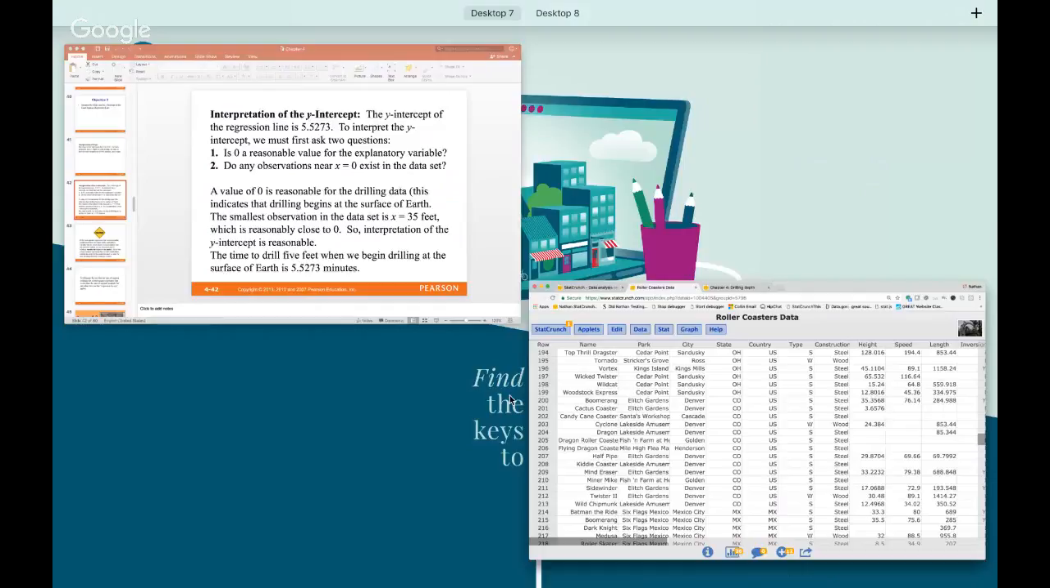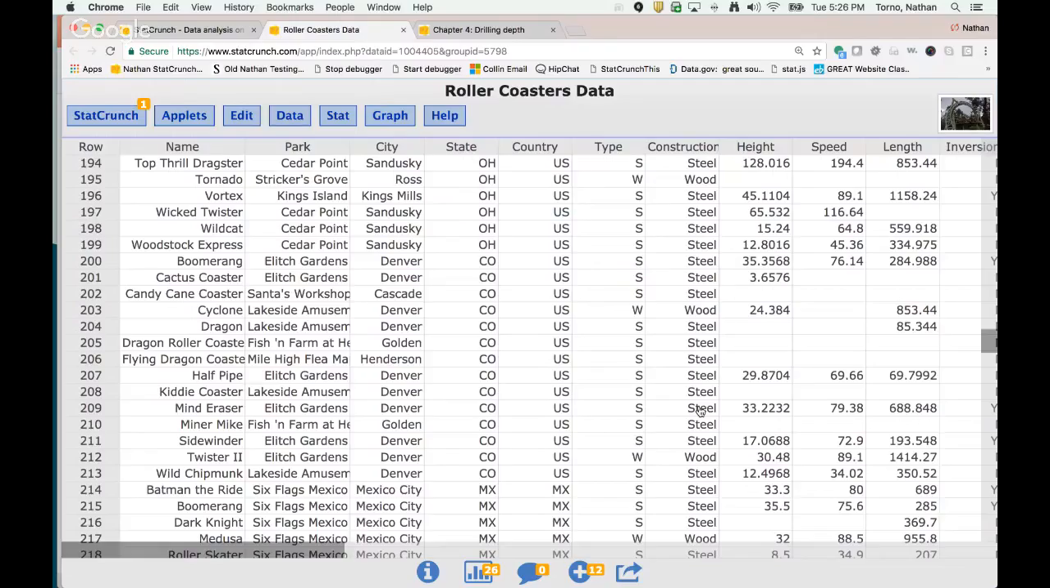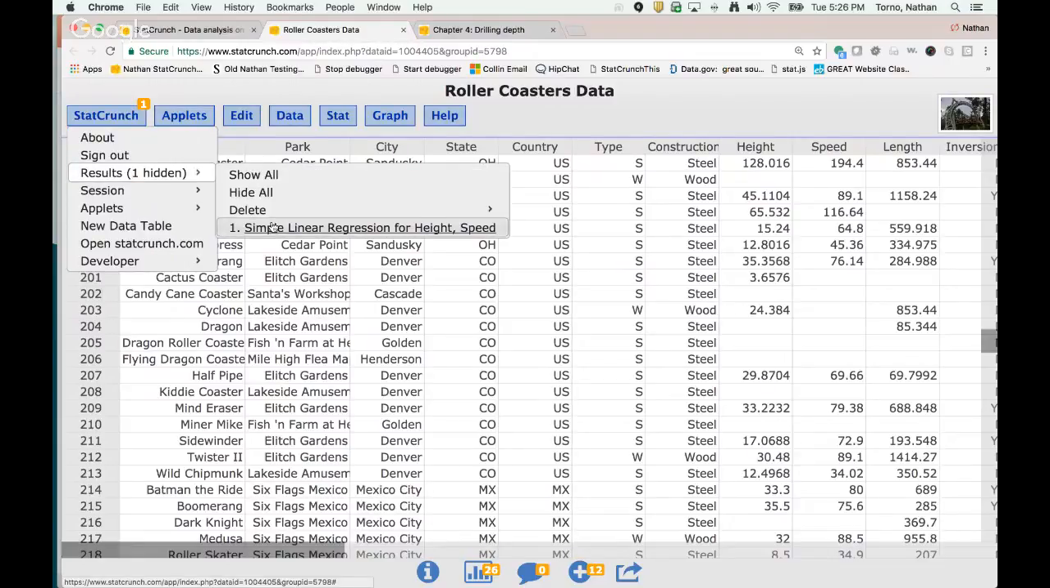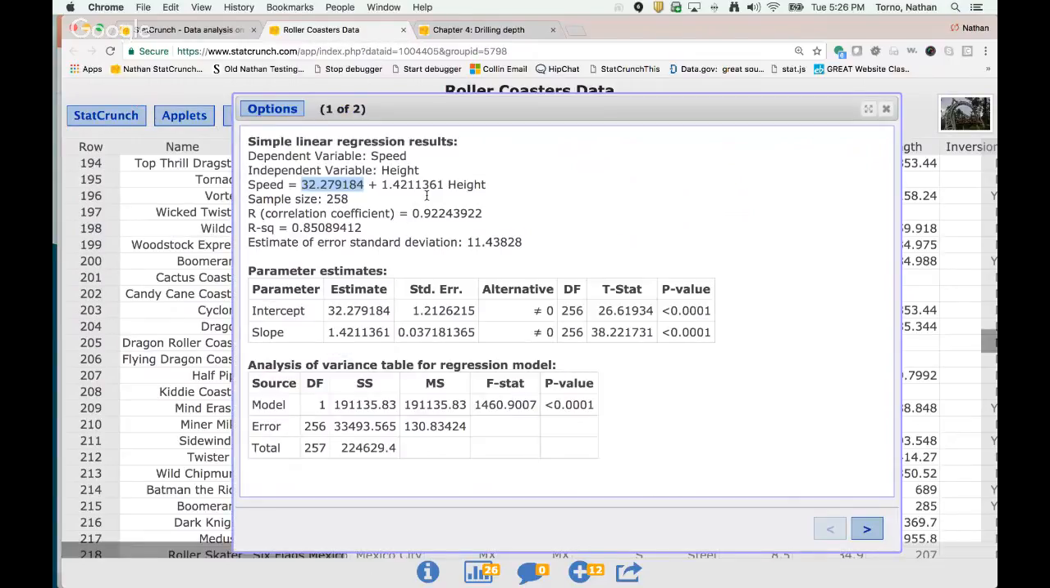So anyways, that's just one other example of interpreting things. Just be careful interpreting the y-intercept, and the slope is always the same. It's how does y change when you change x? So one unit change in x, how does it affect y? The explanatory affects the response.